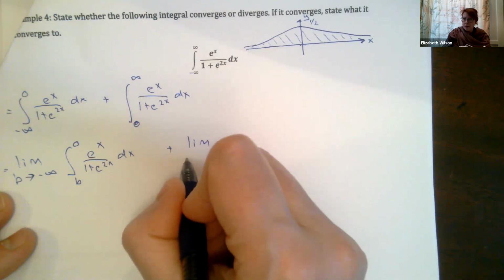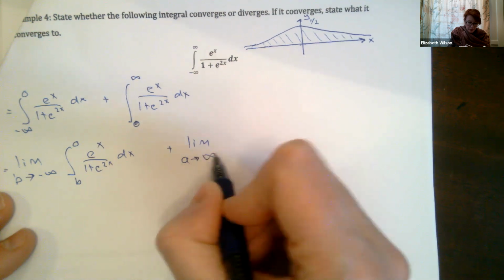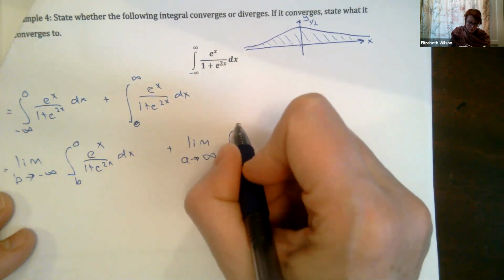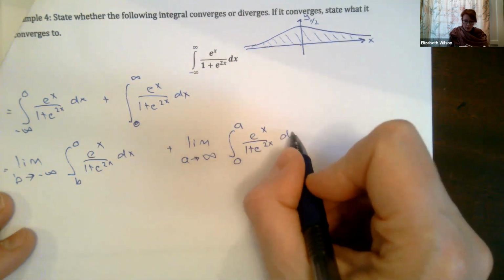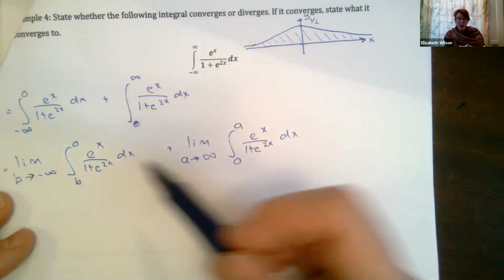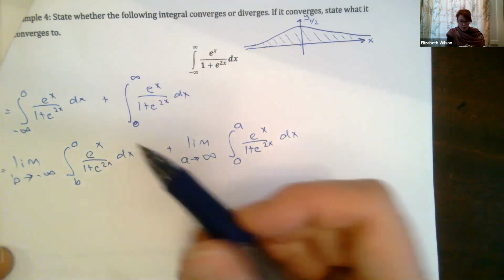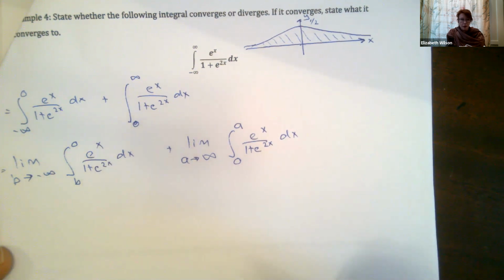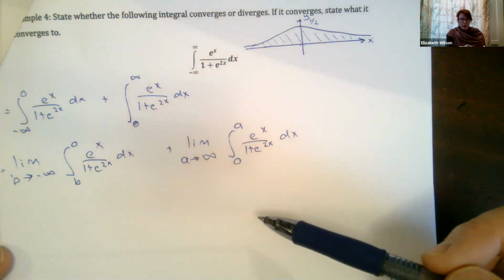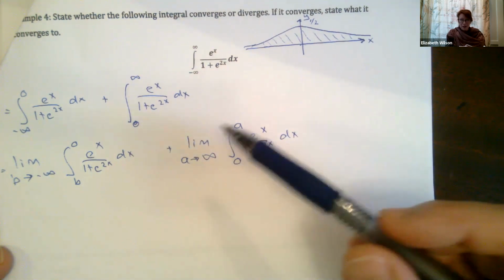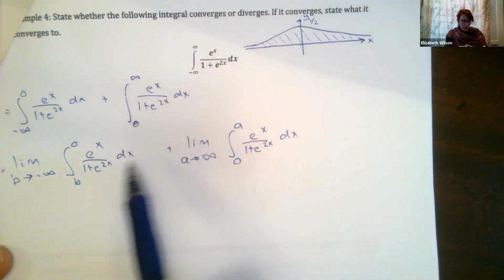And I'm going to use a different variable here. a goes to positive infinity, 0 to a, e to the x over 1 plus e to the 2x dx. Now remember, I could use whatever variable I want. I just chose b and a, but you can use whatever variable you want there. Just don't use x because you're already using x as your variable. Okay, so we're now converted. You must show this. Everything that I write down here, you must show. If I write it in a different color, that's usually scrapwork, but this stuff you must show in order to get credit for it.